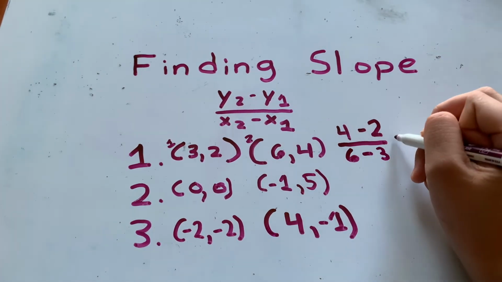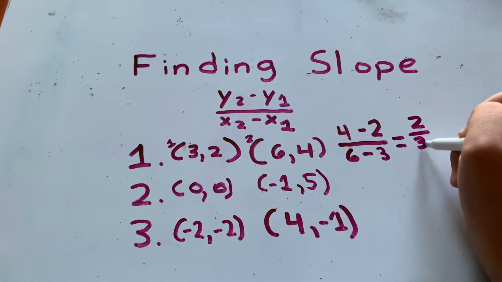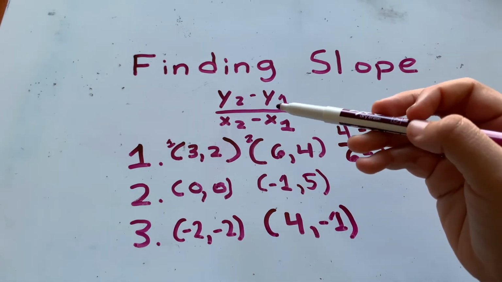Now, if we solve this out, that should give us 2 over 3. So that is the slope. Now let's do the next one.